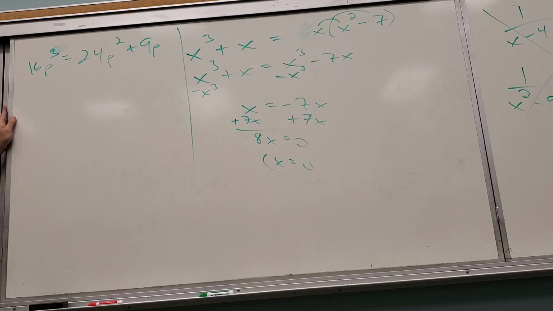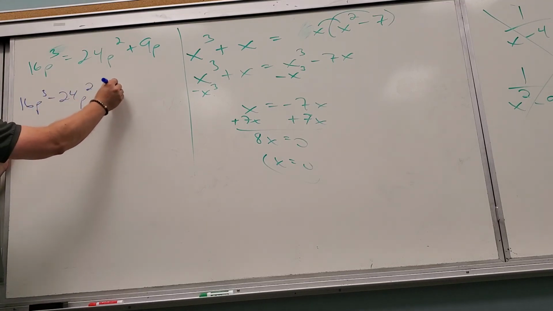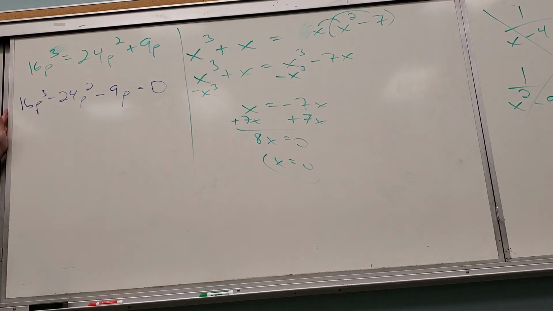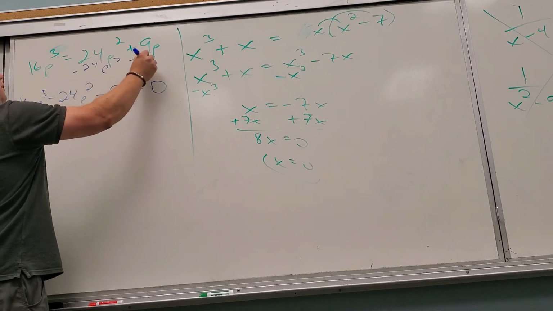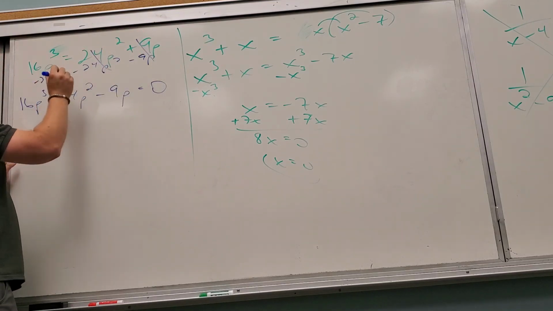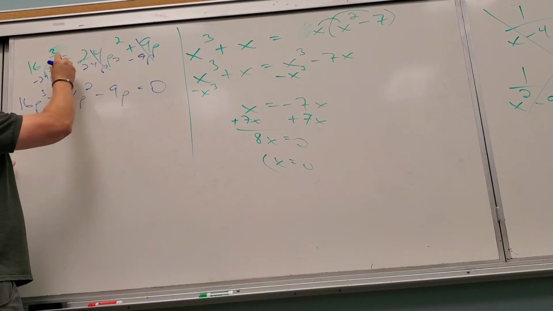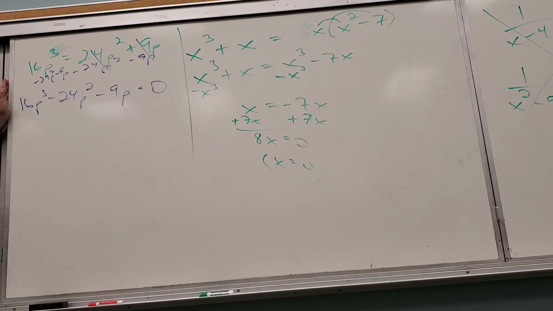What is it that tells you how to do this? Yeah, there's higher powers, higher degrees than first degree, right? There's cube and square. So I got to get it equal to 0. And what you normally do is you want to get the highest degree term positive. So I'm going to subtract these. Okay, so I'm going to get 16p cubed minus 24p squared minus 9p. Is that cool? I just subtracted that, so of course those cancel and minus 24p squared, minus 9p, bam. Do that to both sides.